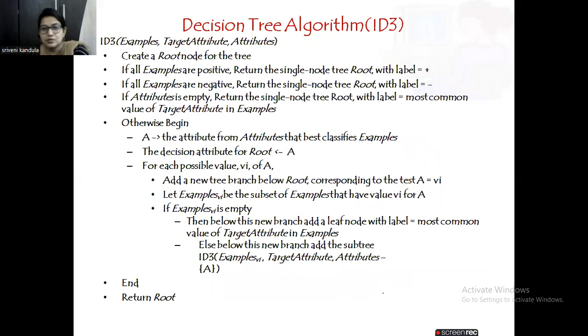Now, this is the algorithm we are verifying with. What we have to do, first of all, is create a root node. Here all examples are not positive, all examples are not negative, and it is not empty. So we are taking the attribute which is best classifying. For this best classification, we are taking the help of information gain. Whichever attribute has given us a better value of information gain will be taken as the root node. Let us do that.